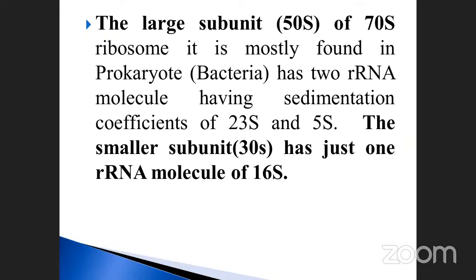And then the large subunit 50S of the 70S ribosome. This is called the prokaryotic ribosome, mostly found in prokaryotes. Bacteria has 2 RNA molecules having sedimentation coefficients of 23S and 5S. In eukaryotes it is 5, 5.8, 28, but here 23S and 5S only. The smaller subunit 30S has just one RNA molecule, 16S. There it is 18S, here 16S. See that structure, you can easily understand.